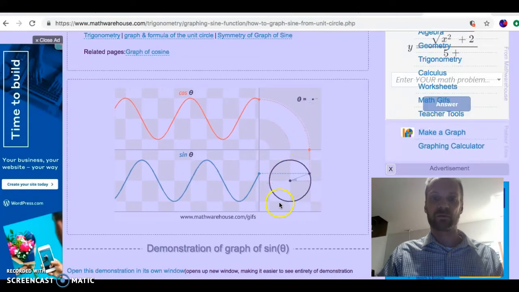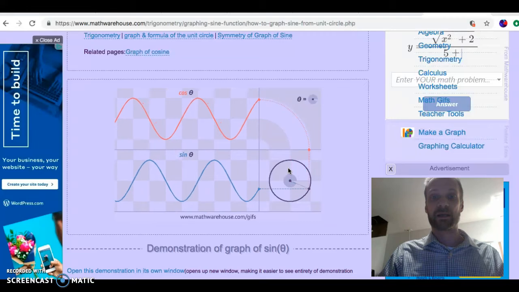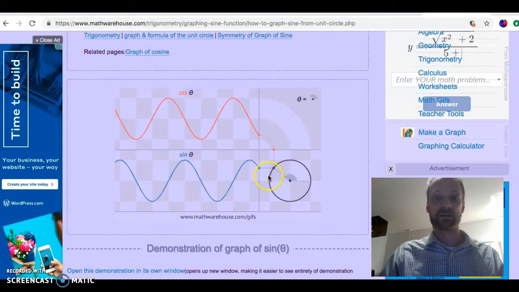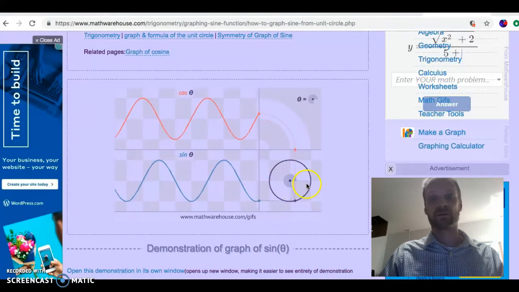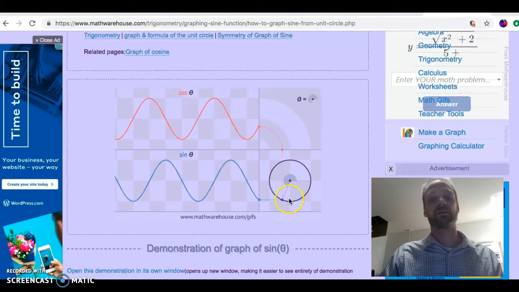And so as you go around in a circle, because these are circle graphs essentially, you're creating different heights, getting taller, back to the middle, getting lower, back to the middle. It goes from max to min to max to min and back.